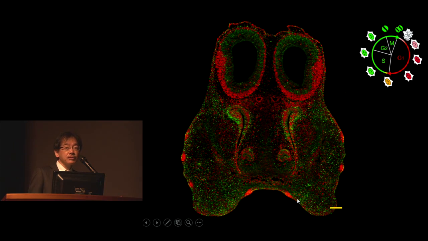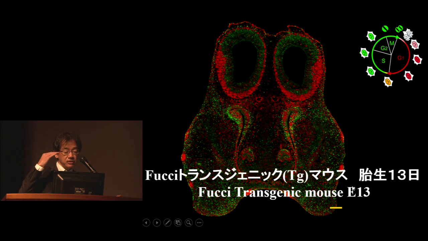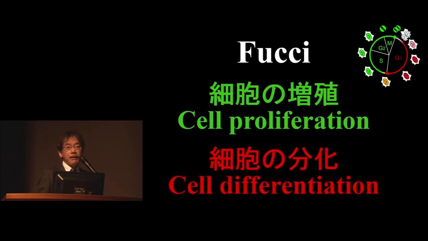Okay. And we made transgenic mice. And this is a coronal section of the embryo, embryonic day 13. Here, every cell nucleus shows either green or red fluorescence depending on the cell cycle phase. And in the brain, neural stem cells had both green and red nuclei in the ventricular zone, but the post-mitotic neurons had only red nuclei in the cortical plate. So the green signal should indicate cell proliferation and the red differentiation.